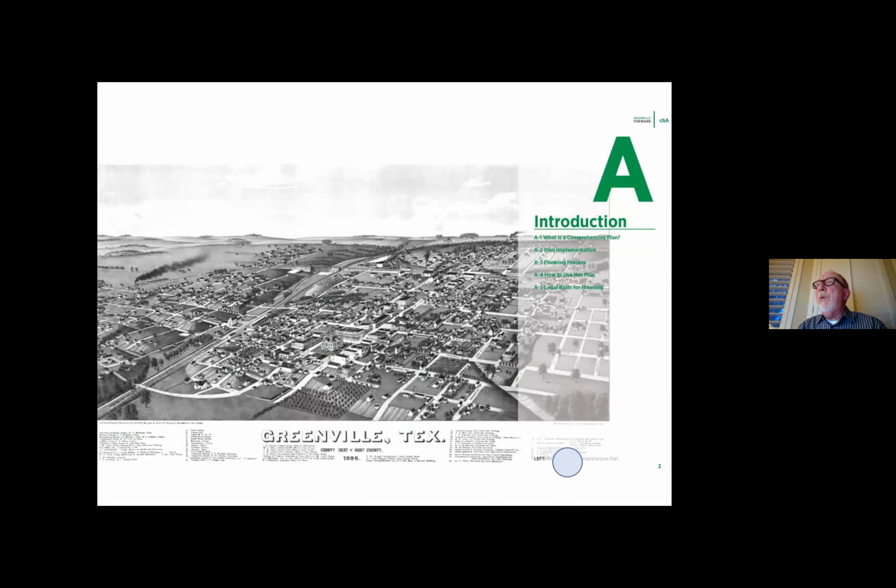Getting into chapter A, introduction. Here we're talking about what is a comprehensive plan. We talk about plan implementation, planning process, how to use the plan, the legal basis for planning in Texas. Also, you'll note the little circle down below next to number 2. I've put that in anytime I see something that needs a little cleanup. Here we have a label for this image that's overlapping with the photograph, so we've got to fix that.